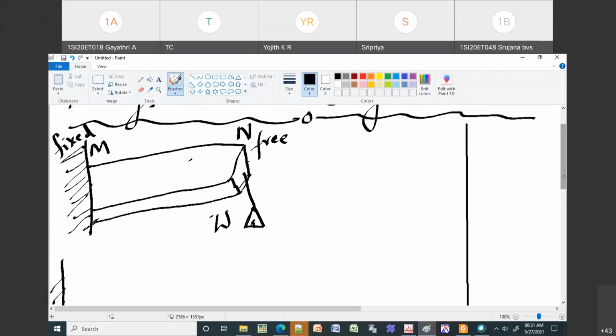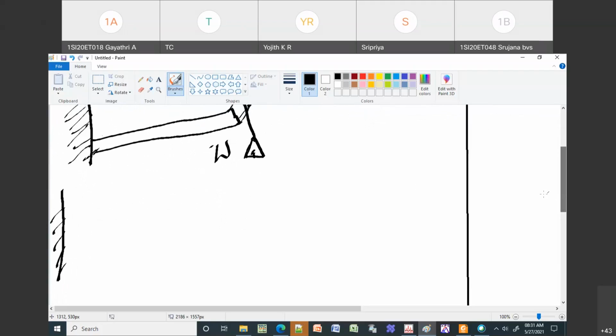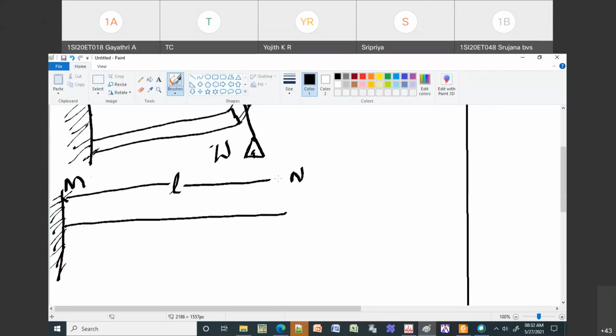I take only one layer, which is your neutral axis. As we saw in the previous case, we have so many layers or filaments, but I'm not going to take all the filaments. I'm going to take only the neutral axis. So this MN represents the neutral axis, and let us say the length of this neutral axis is L. So your capital L is the length of your neutral axis.